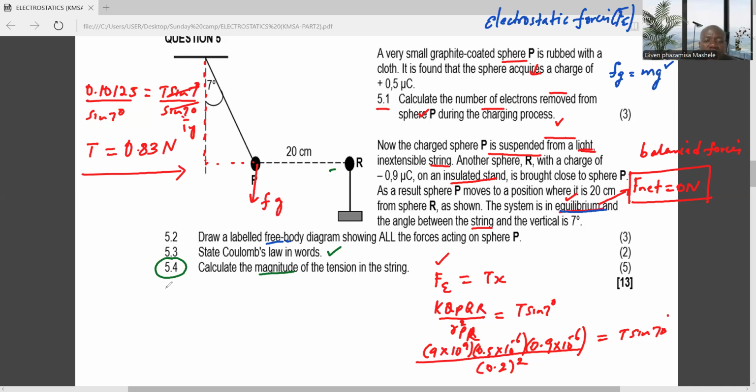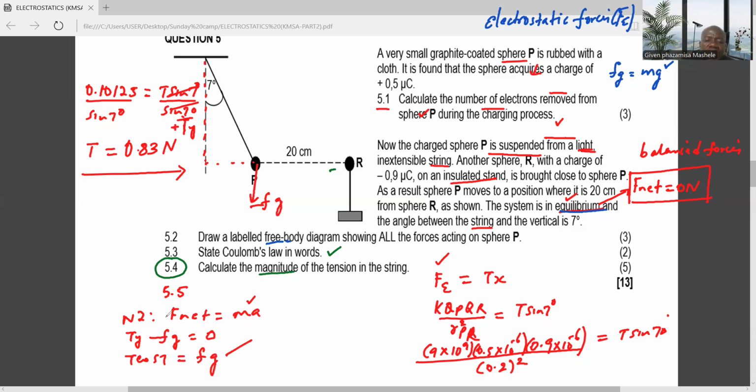They are not moving in the same direction. According to Newton's second law of motion, the net force equals ma, but since the system is in equilibrium, the net force is 0. Here, there are two vertical forces, Fg and Ty. We take Ty as positive and the force of gravity as negative. So Ty minus force of gravity equals 0, which gives us Ty, T cos 7 degrees, equals Fg.